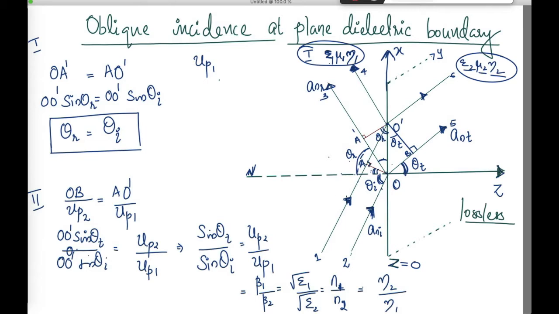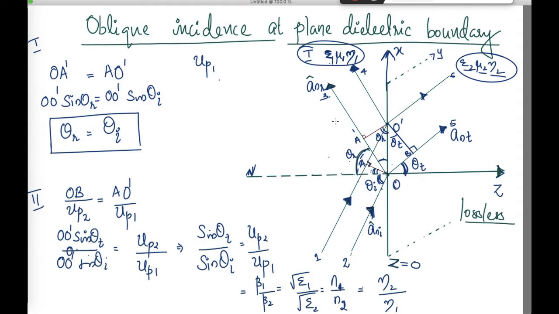Now you have an incident wave vector which travels along the direction a_i, and these are two rays in the incident plane wave, and it is incident at an angle theta_i with respect to the normal. O is the point at which one of the rays meets the interface. It gets reflected at an angle, say theta_r, with respect to the normal. a_r is the direction of propagation, the wave vector, of the reflected wavefront, and 3 and 4 are two rays in the reflected plane wave.